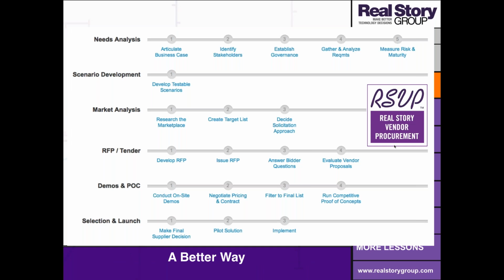So we have a process that we call Real Story Vendor Procurement Process, or RSVP, and this is really the basis of the methodology that we wrote about in the Right Way to Select Technology book. But it's about 20 different steps across 6 key phases, and I'm not going to go through all of these today, but really the most successful organizations do most of these steps in one way, shape, or form.